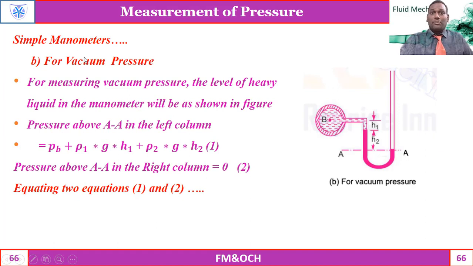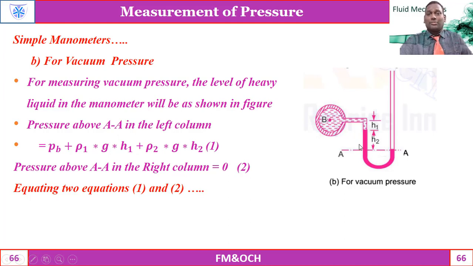Yes, simple manometers can also be used to calculate vacuum pressure. This figure shows the same as the previous diagram. This is a pipe system where a U-tube manometer is connected. For measuring vacuum pressure, consider the level of the heavy liquid in the manometer. Suppose the level of the heavy liquid is shown like this. Now we are once again considering Pascal's law. The pressure above the datum line in the left column and the right column should be the same.